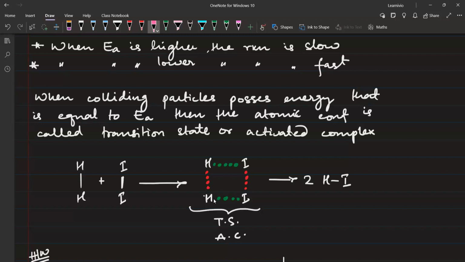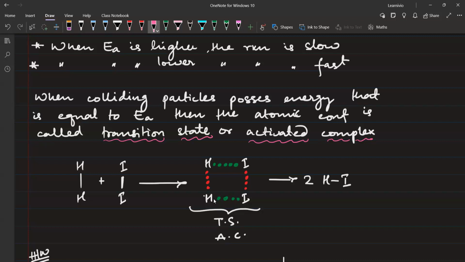When colliding particles possess energy equal to the activation energy, then the atomic configuration is called the transition state or activated complex. This question can come directly too: what is the transition state or activated complex? Give an example. So you will give this example: H2 plus I2, a hydrogen molecule and an iodine molecule, reacting with each other to give you HI, the hydrogen iodide molecule. How will the reaction happen?